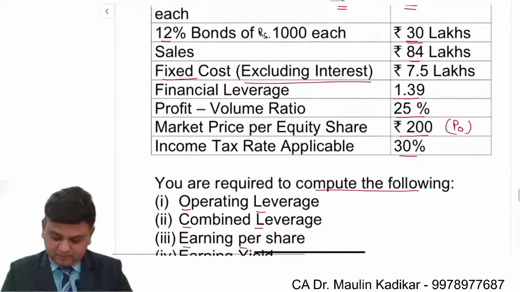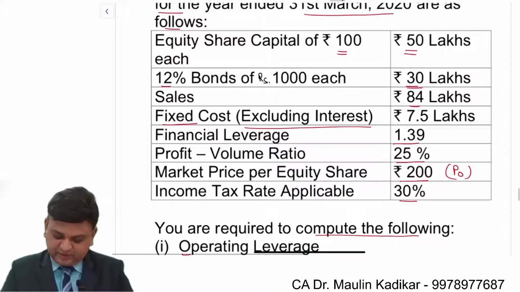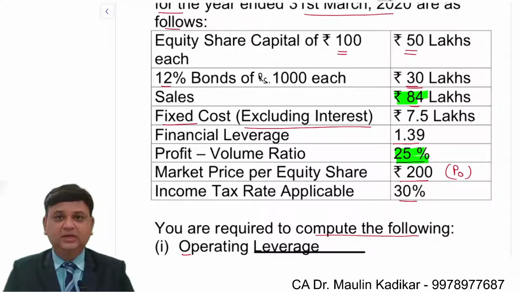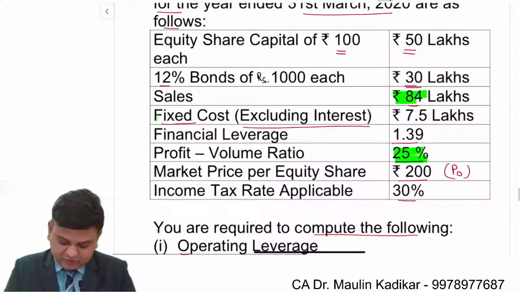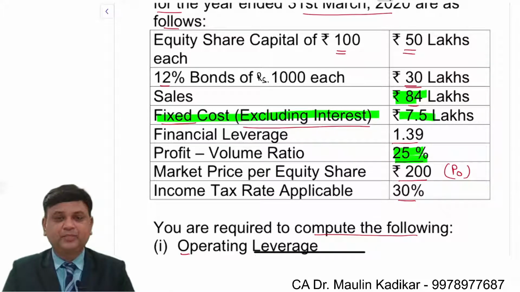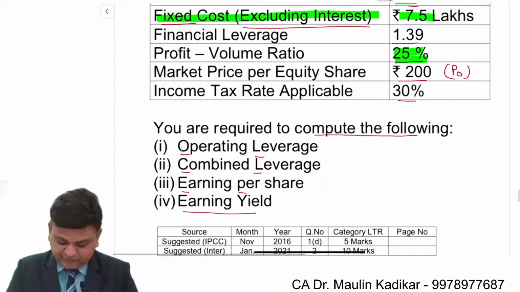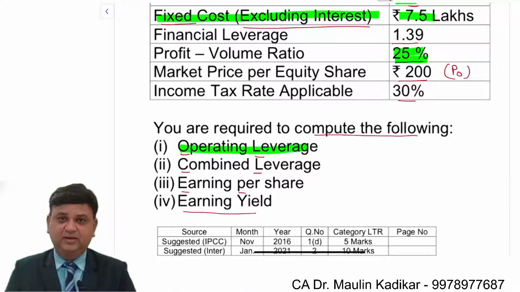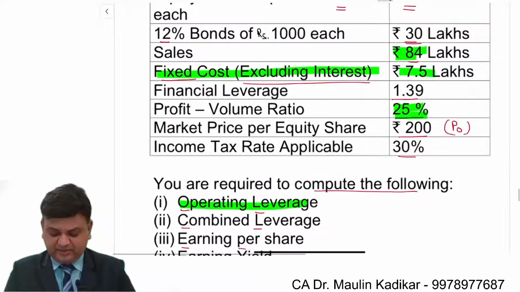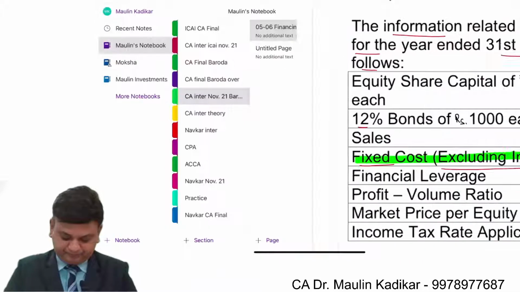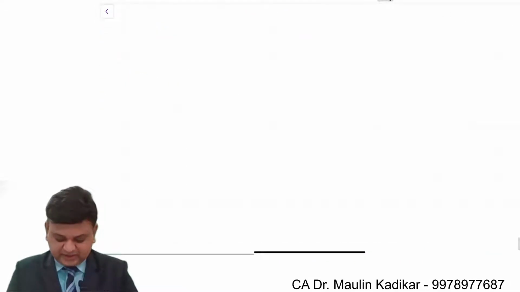So friends, over here, question is providing the information about the sales. Profit volume ratio is there. So sales into profit volume ratio will give the answer of the contribution. The amount of the fixed cost excluding interest is given. So contribution minus fixed cost will give EBIT. Once we have the contribution and EBIT, we can compute the first answer, that is DOL. And based on that, we can make further calculation of answer. So please write an answer of the question.